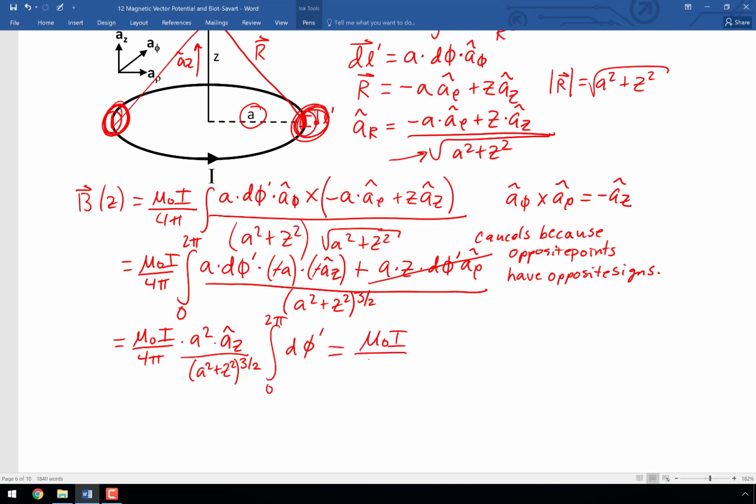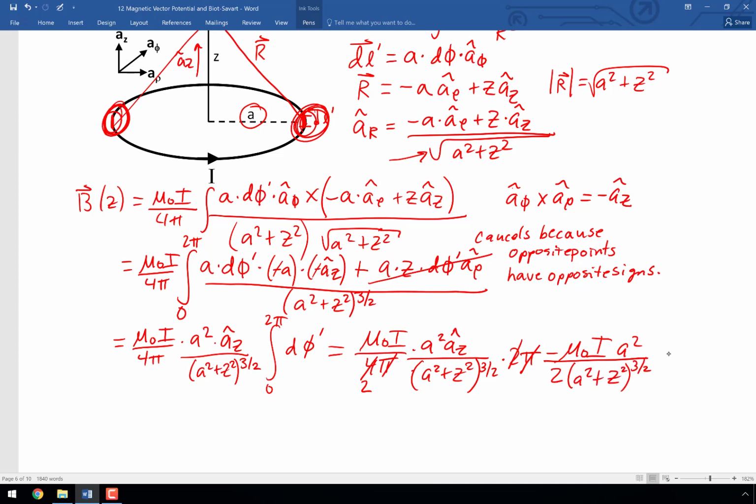Mu sub 0 I over 4 pi times a squared a sub z divided by a squared plus z squared to the 3/2 power times 2 pi. So that integral just results in 2 pi. The pi's are going to cancel. The 2 is going to cancel with half of the 4. I think that's everything that can cancel. So this is going to leave behind mu sub 0 I times a squared divided by, there's a 2 times a squared plus z squared to the 3/2 power, and it's in the a sub z direction.